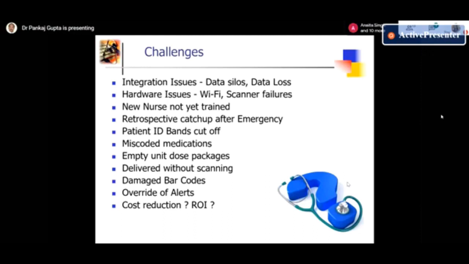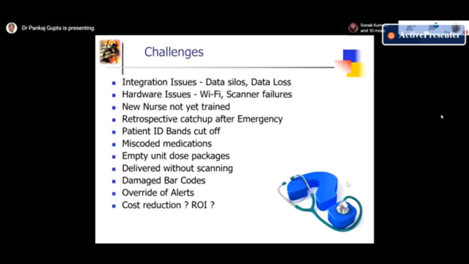It's very hard, and these are the kind of issues: hardware issues, Wi-Fi, and scanner issues. In BCMA, you have to scan at every stage, and if the Wi-Fi is not working, what will happen? You did scan, but it did not get recorded in the system. The system did not give you a response, and obviously the drug either cannot move forward, or if it has moved forward, say from dispensing to a nurse, the nurse is not able to get the data because the sync-up did not happen because of Wi-Fi. Those are real issues.